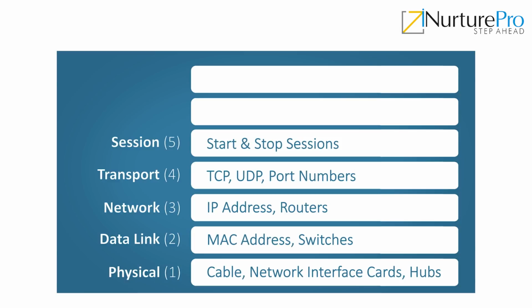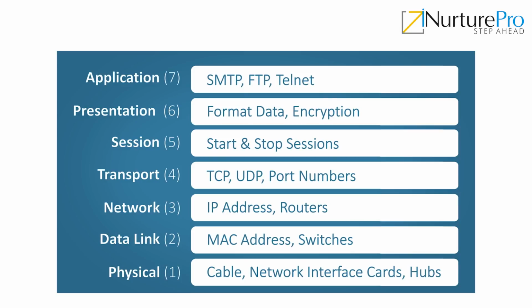Layer 5, session. This layer is responsible for establishing and terminating connections between devices. Layer 6, presentation. This layer formats the data in a way the receiving application can understand it. This layer is also able to encrypt and decrypt data if needed. Layer 7, application. This layer is where the application and user communicate. Application-specific protocols are used here, such as SMTP, if you're sending an email, for example.